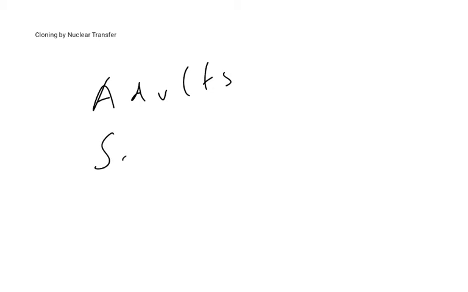All right, so let's have a look at cloning by nuclear transfer. Cloning by nuclear transfer is the cloning of adults. This is not the cloning of embryos. This is the cloning of somatic cells. A somatic cell is anything that is not a sperm or egg, not a gamete. So it's an adult cell.